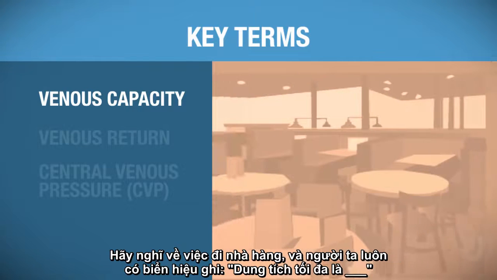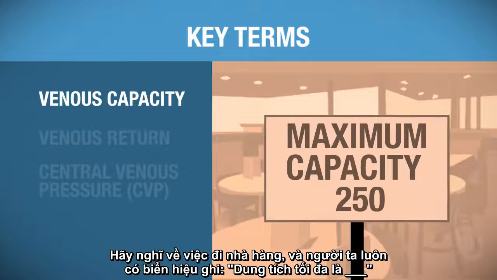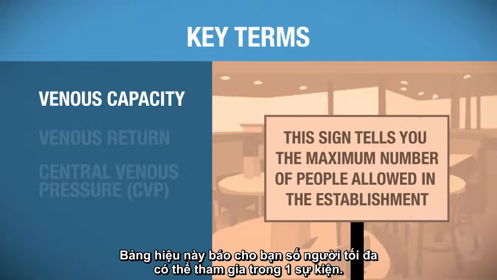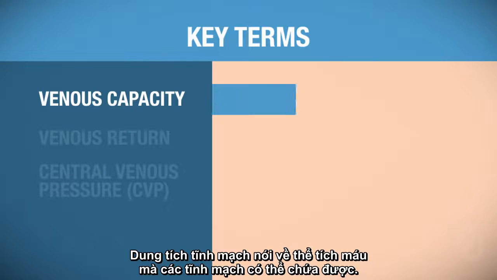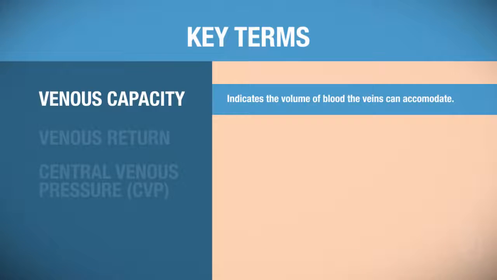Think about going to a restaurant, and they always have the sign that says, maximum capacity is, and some number. This sign tells you the maximum number of people you should have in that establishment. That is similar to venous capacity. Venous capacity indicates the volume of blood that the veins can accommodate.